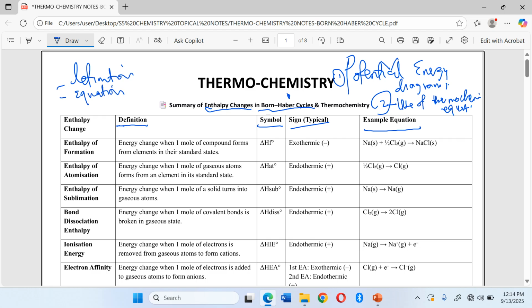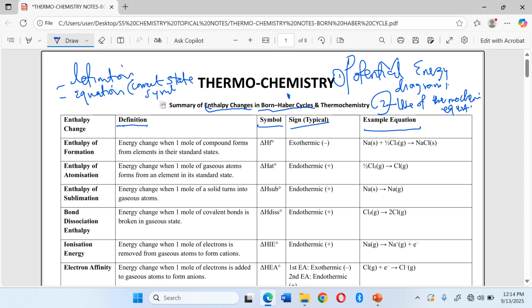And when you're talking about this equation, we want the equation with the correct state symbols. So don't just get to know the enthalpy change, enthalpy of formation, and you end there. Get to know the definition. Get to know the equation relating to that enthalpy change. Just keep the watch as we go through the whole of this session.